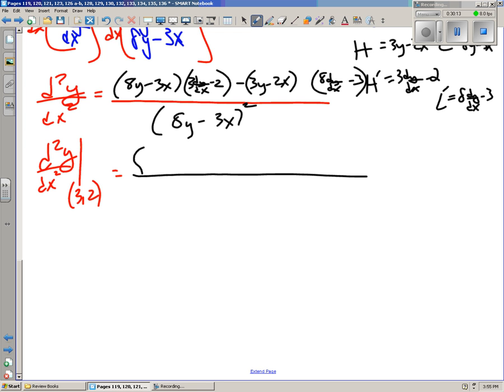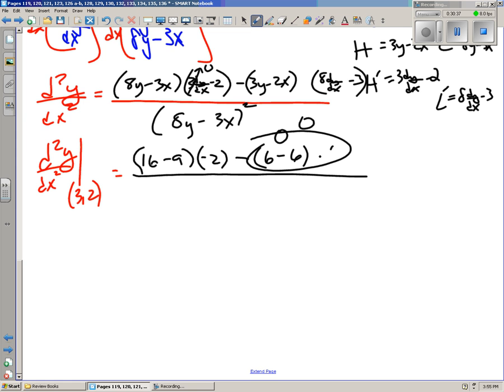So we get 8y, which is 8 times 2, 16, minus 3 times 3, 9, times 3 times dy dx, which is 0. So minus 2, minus 3 times y, which is 6, minus 2 times 3, which is 6. Well, that's 0 already, times, who cares, is 0. So this whole term goes to 0. This is really actually not so bad. And then 8y minus 3x, 8y is 16, minus 3 times 3 is 9, squared. So this isn't so bad.